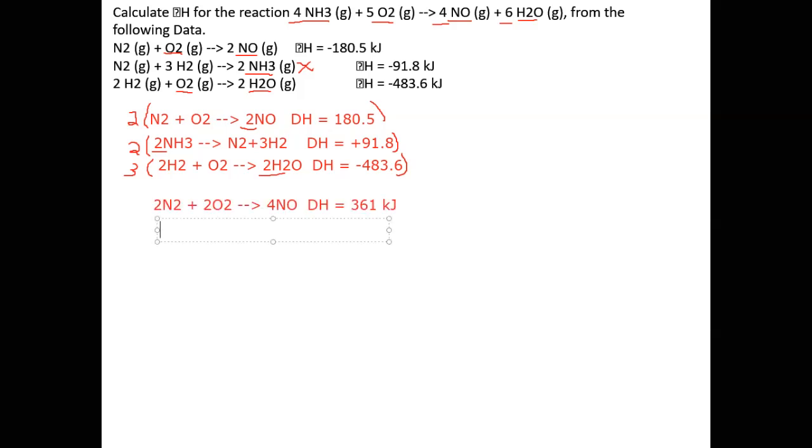Now we go to the second reaction. We also multiply by 2, so 4 NH3 yields 2 N2 plus 6 H2. So delta H is multiplied by 2 as well. 183, positive 183.6. That should be negative. Fix that. This should be negative. And this should be.